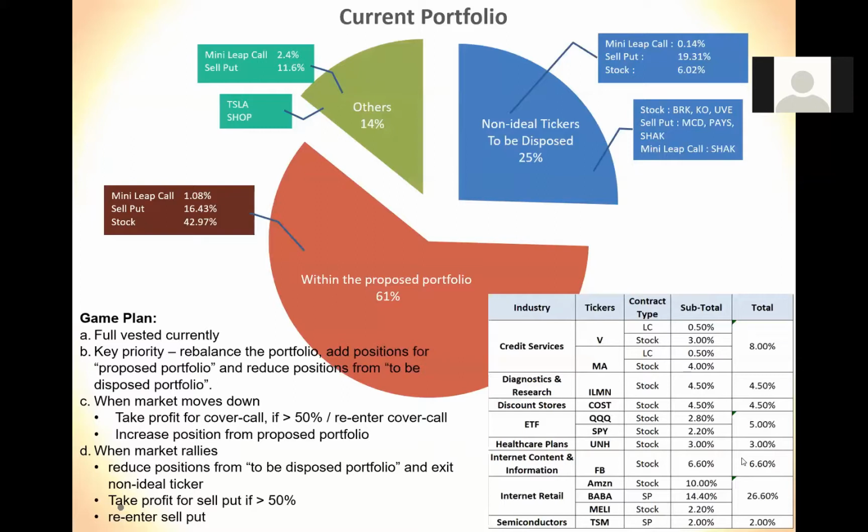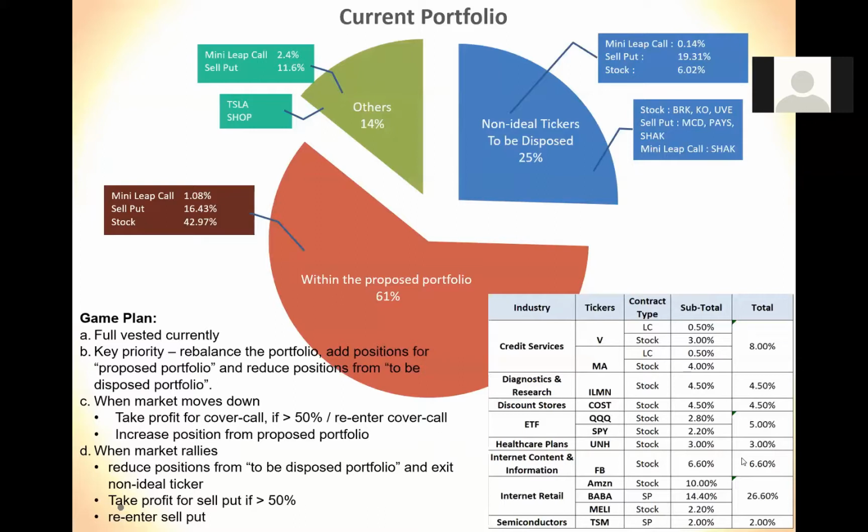I will do that. So right now, your proposed portfolio, is the allocation in terms of percentage your ideal percentage? For example, internet retail you have 26% plus. Is that the ideal percentage? Do you want it to be more or less? Okay, there is still room to increase actually.